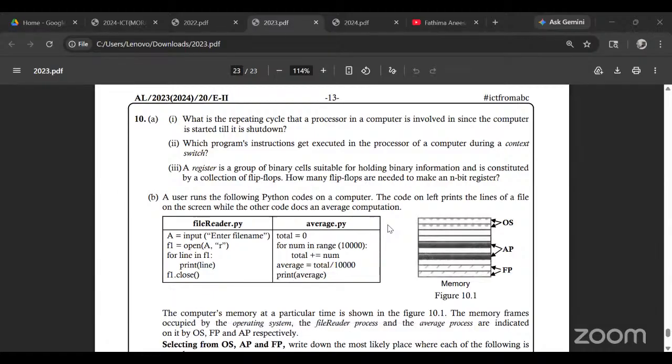So what is a register? It is the fastest type of memory located right inside the CPU, right? And the computer thinks in binary, meaning ones and zeros. That's what they are saying, a group of binary cells, right? A flip-flop is a tiny electronic circuit that can hold exactly one bit, a zero or a one. Now to hold an n-bit number, you simply need n of those circuits lined up. So the answer is just n.